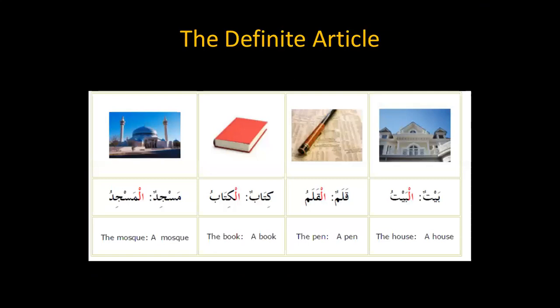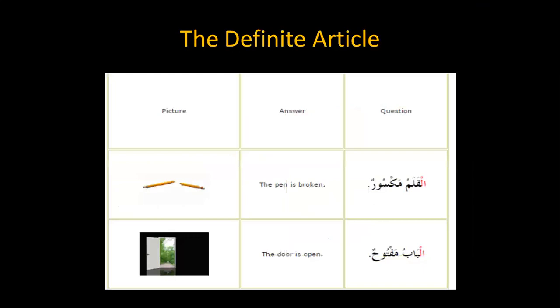Bayt, a house; al-bayt, the house. Qalam, a pen; al-qalam, the pen. Kitab, a book; al-kitab, the book. Masjid, a mosque; al-masjid, the mosque. Al-qalam maksur: the pen is broken. Al-bab maftuh: the door is open.